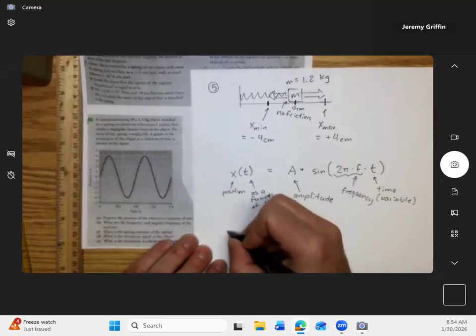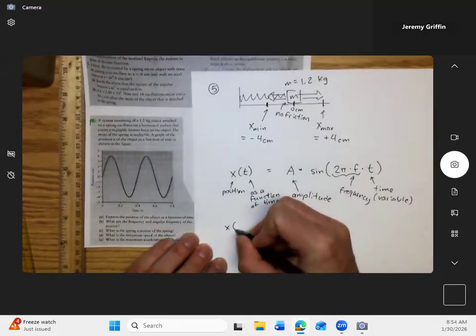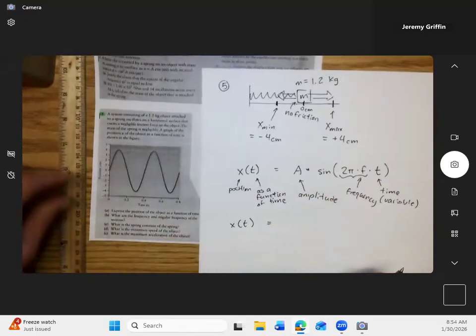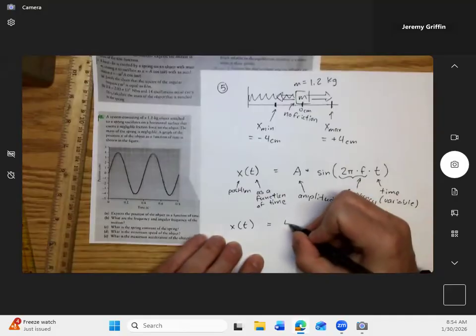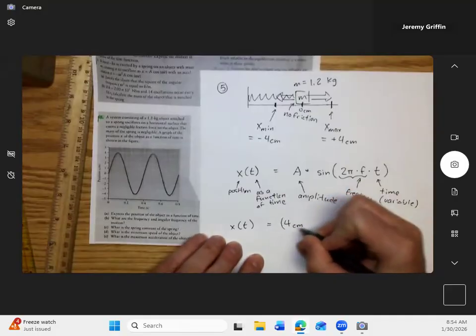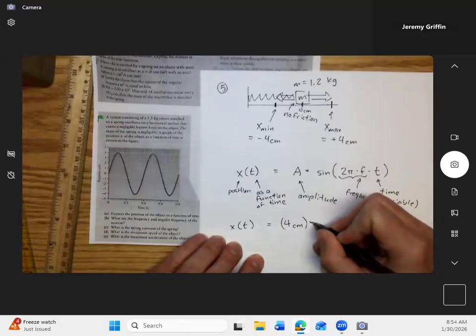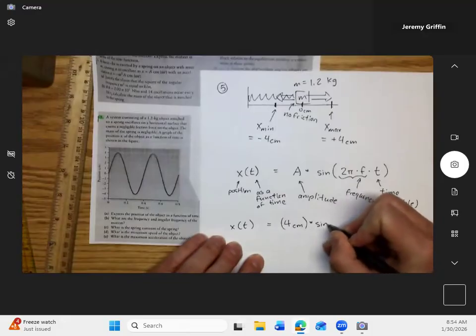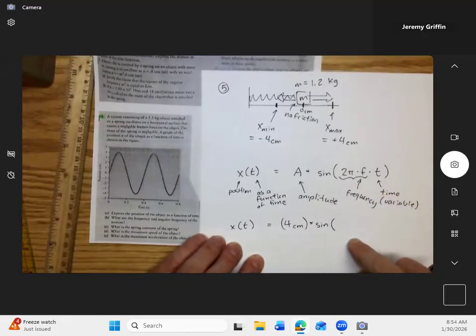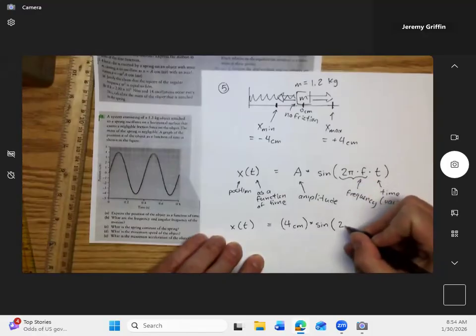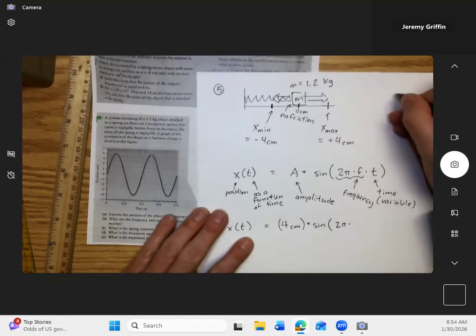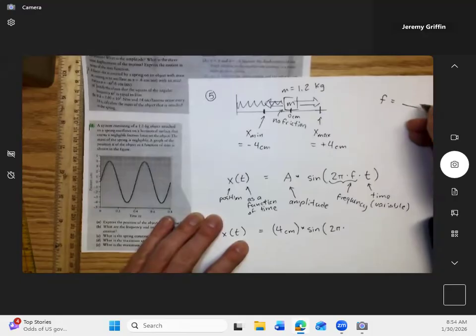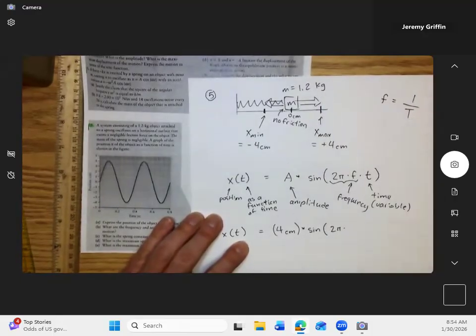Let's try it out. Position as a function of time is equal to. What do you think the amplitude is in this case? 4 centimeters. We could give it as 0.04 meters if you like. I'll call it 4 centimeters times sine of, well, I'm going to put the 2 pi in here, because what is the frequency? Or how could you get frequency? Exactly, the reciprocal of the time period.